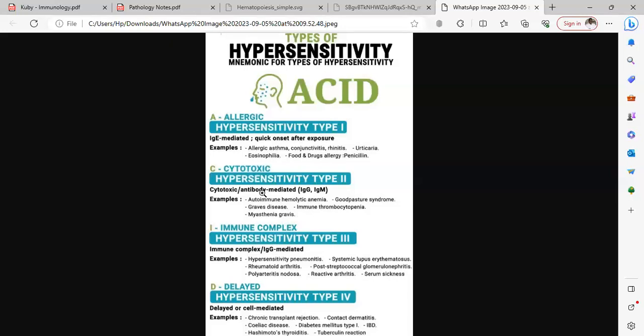So let's appreciate also another examples of type 2. Sorry, taking you back. We have, as I've said, autoimmune hemolytic anemia. We have Graves' disease, myasthenia gravis, immune thrombocytopenia, and Goodpasture syndrome. So type 3, I've said that is immune complex, which is IgG mediated. Let's see what it's talking about.